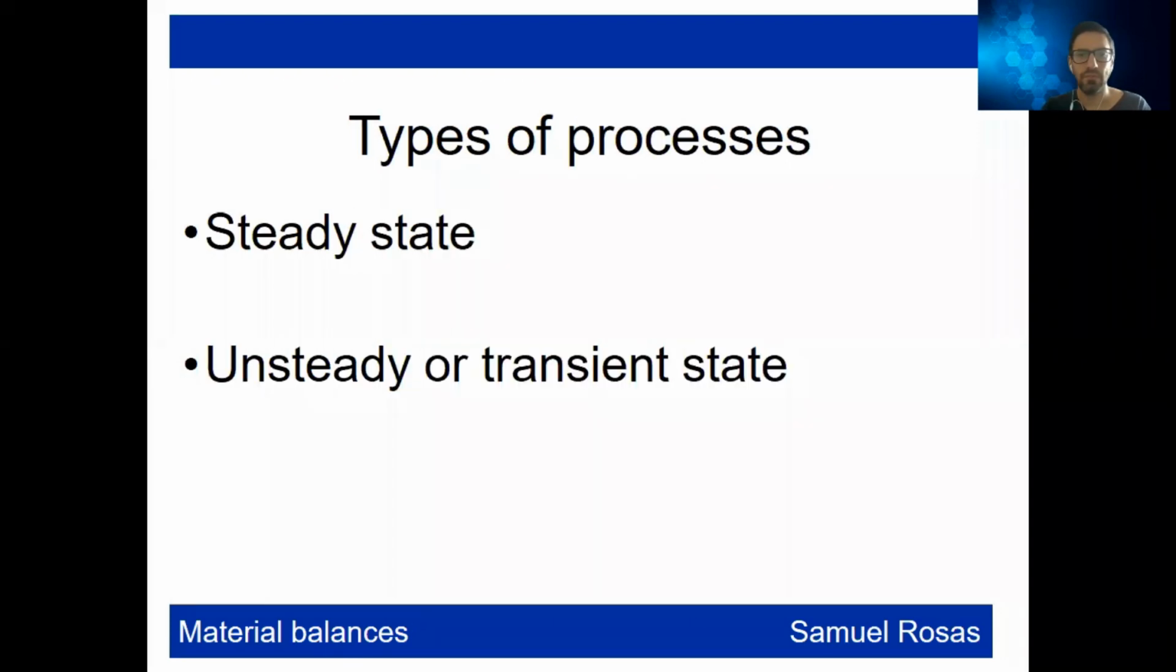And the process can also be steady state. Steady state is when there is no accumulation. Everything that is entering is going to go out of the system, but then we can also have an unsteady or transient state when, let's say, things are changing inside. Let's say you have a tank and you are inputting some water, and the level of the water in the tank is going to increase. That's going to be unsteady or transient state.